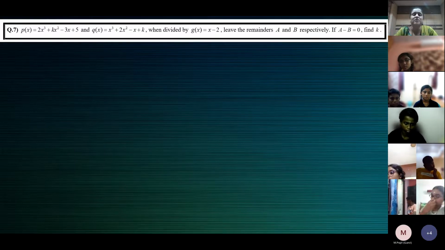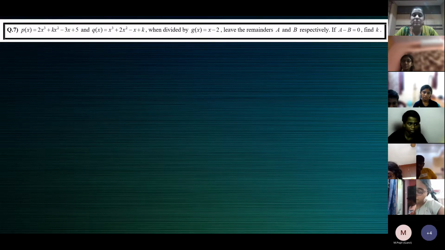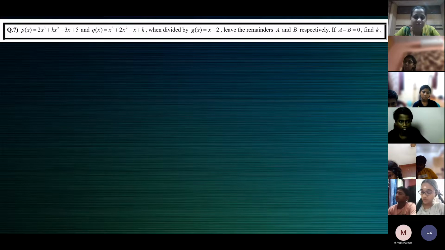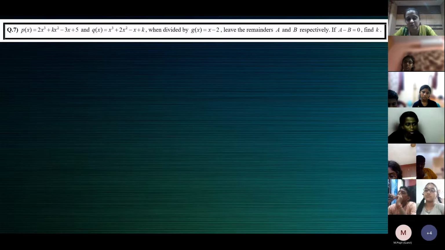So the powers of the variables must be 0, 1, 2, 3, 4, 5, 6, 7, 8, 9, 10, and so on. It cannot be 1 by 2, 1 by 4, or negative. It cannot be a fraction because a fraction is not a whole number. The power cannot be 1 by 2 or 2 by 5, 3 by 7. No, it cannot be negative because that is also not a whole number. So the powers must be whole numbers.